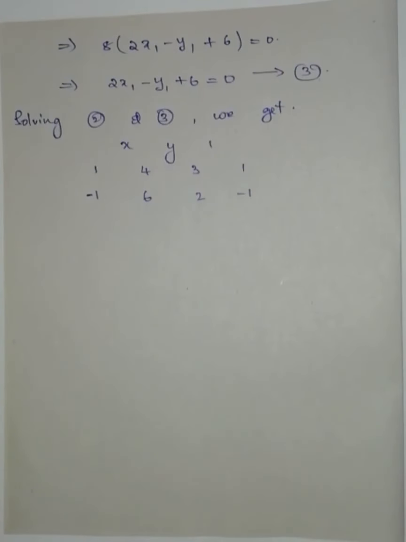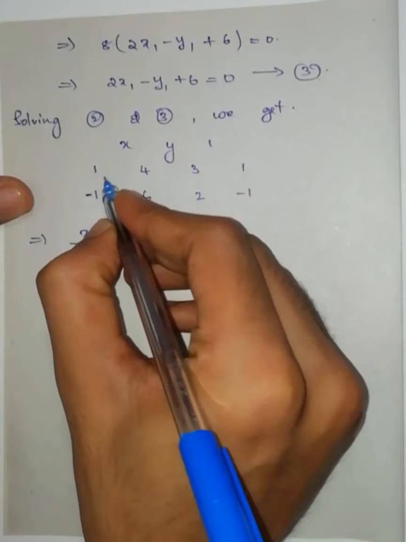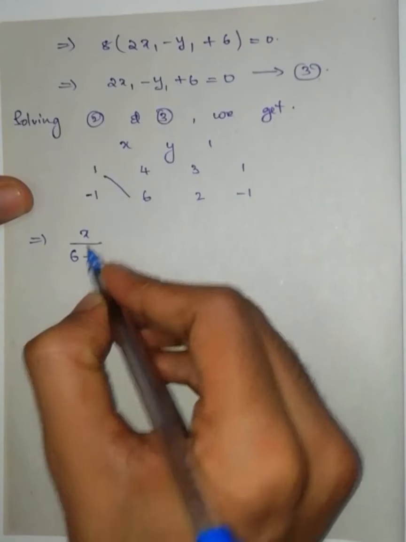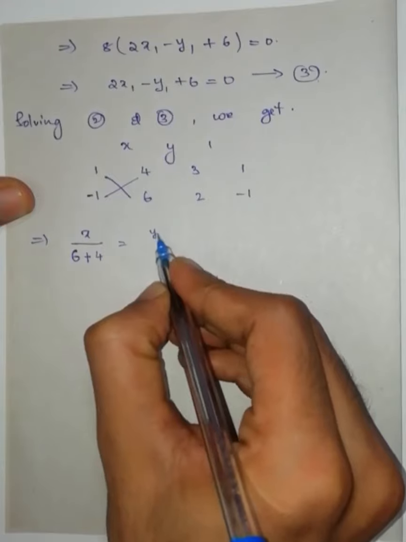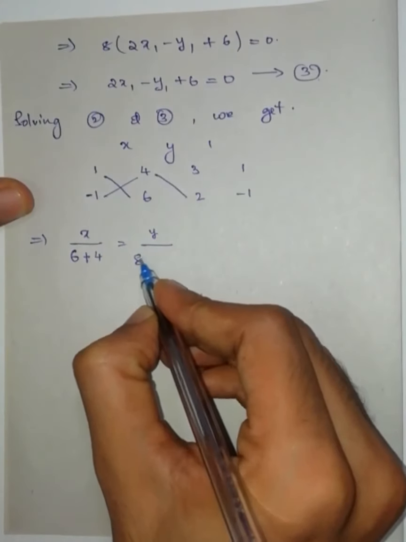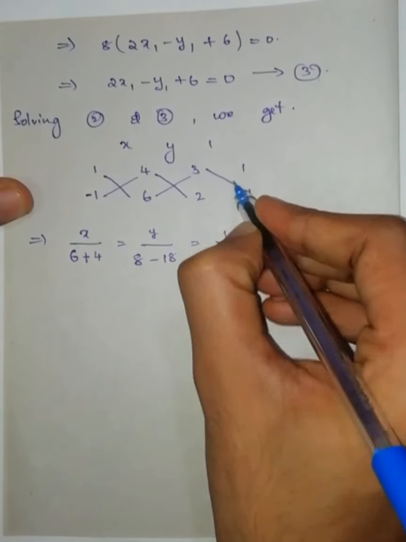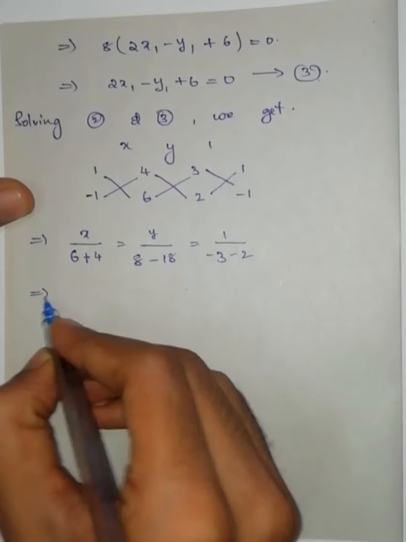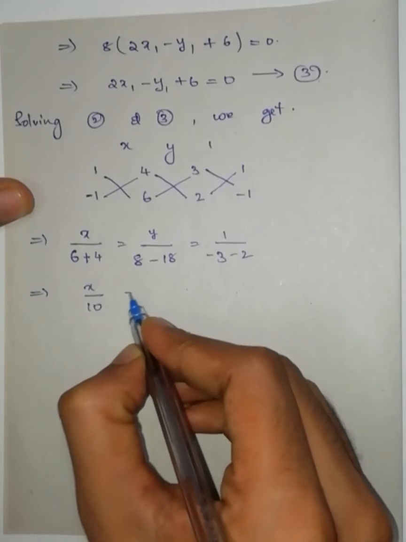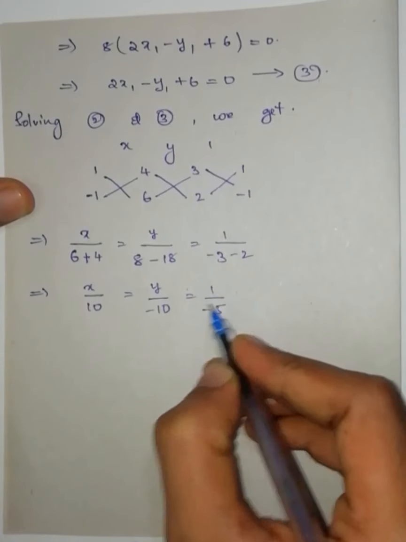Now solving these two, we will get x by 6 minus 1 into 4 is minus 4. Here we will get plus 4. y by 8 minus 18. 1 by minus 3 minus 2. This implies x by 10, y by minus 10, 1 by minus 5.